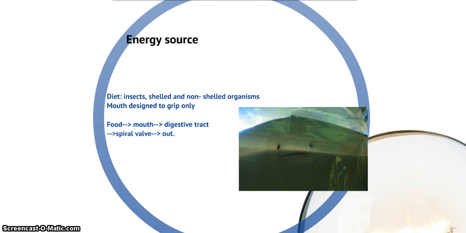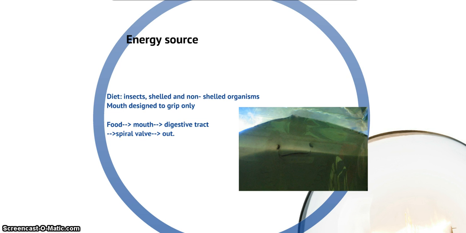Energy source: they eat insects and shelled and non-shelled organisms. More specifically, they eat worms, insect larvae, shrimps, little crabs, smaller fish, and snails. The mouth is designed to grip the prey and crush it. I didn't write crush on there, so I apologize for that. The reason that they're only good for gripping and crushing is that they are only lined with rounded molars, and they're not good for ripping apart the prey.